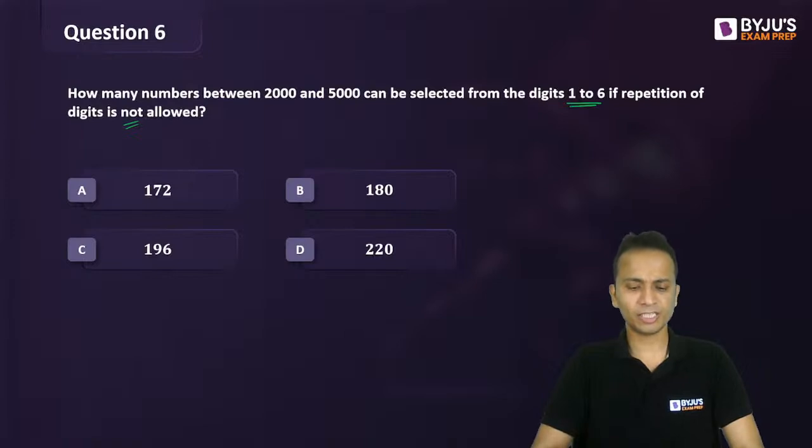सिंपल क्वेश्चन है, जल्दी से आंसर निकाल लो. You can use fundamental principle of counting to find out the answer for this.